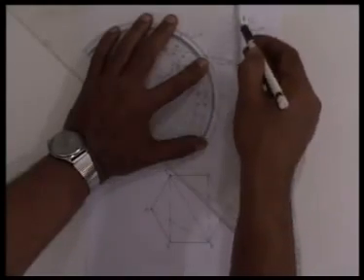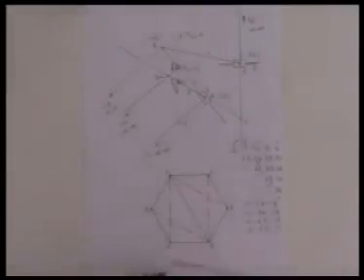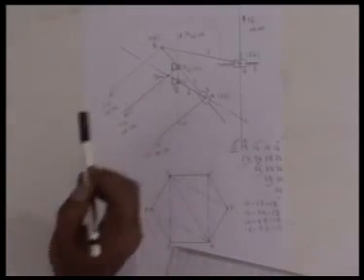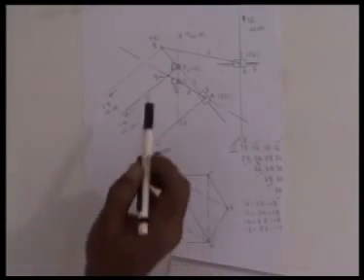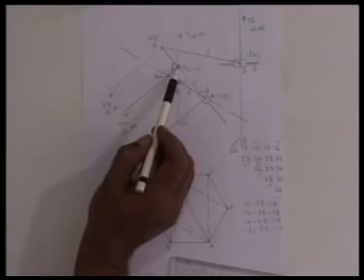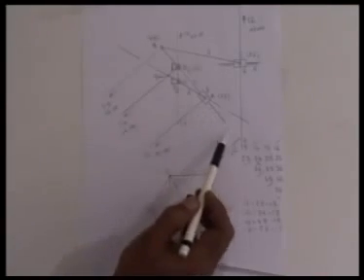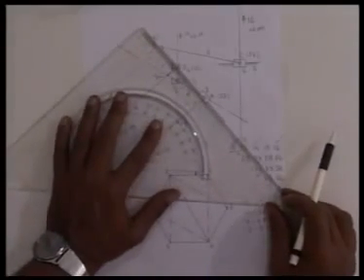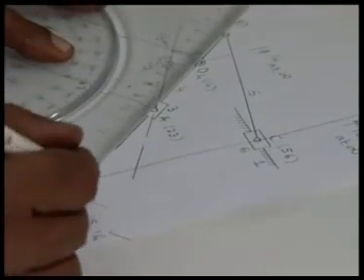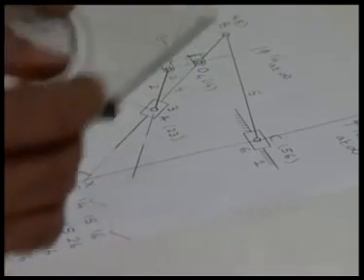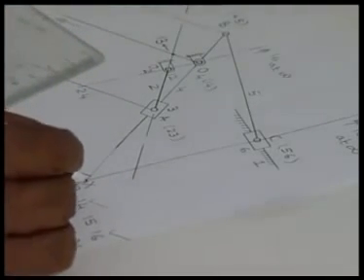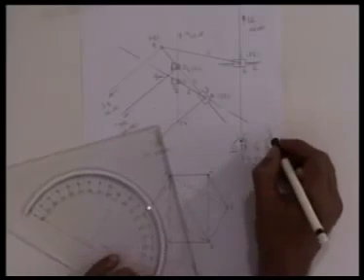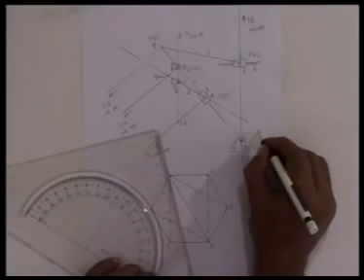1, 5 must lie on this vertical line. And also 1, 4 is here, 4, 5 is here. So, 1, 5 must lie on the line joining O4B. So, if I extend this line, at this intersection of these 2 lines, I can get 1, 5.